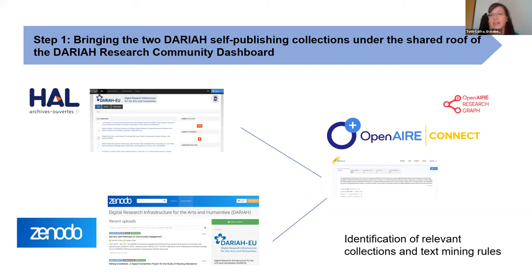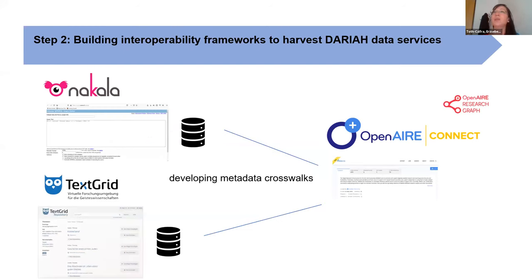So in populating the OpenAIRE DARIAH community gateway, the very first step was to find these collections, start mining them for DARIAH content, and add the content to the dashboard. The second step was a little bit more data-oriented. We wanted to do this pilot with two flagship DARIAH data services, the French Social Sciences and Humanities data repository Nakala, and the German repository TextGrid, and build interoperability frameworks with the OpenAIRE system so that OpenAIRE can harvest them and add them to the DARIAH OpenAIRE research community dashboard.